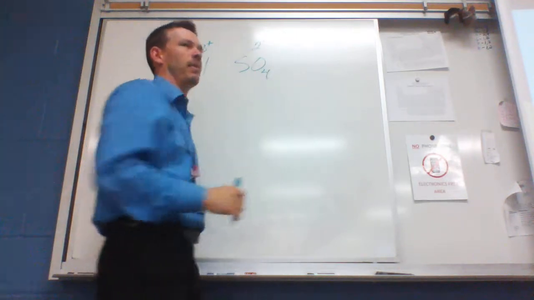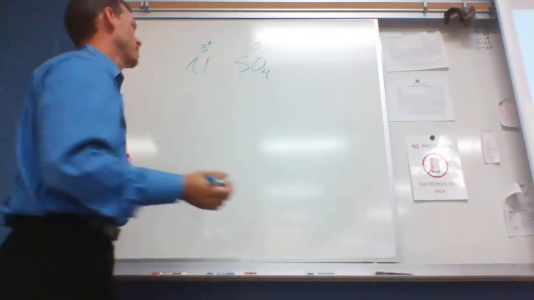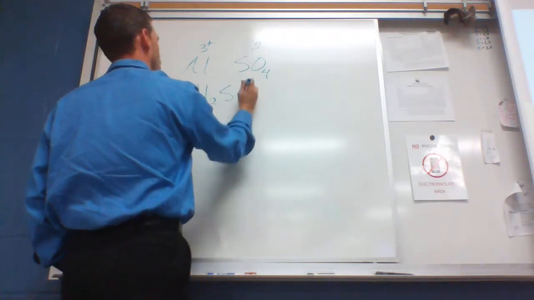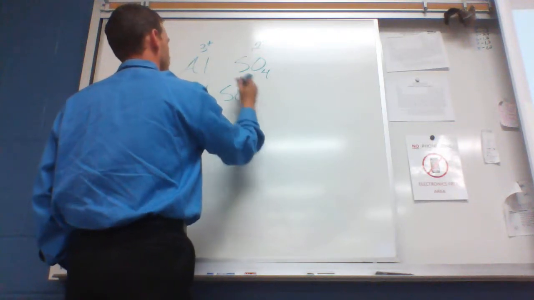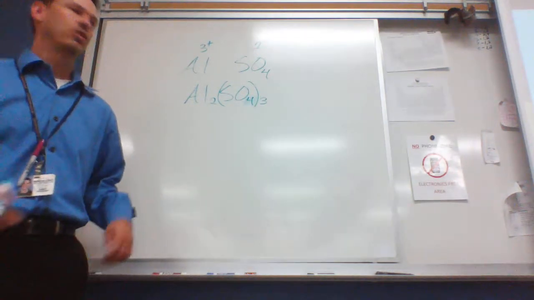Hey, quit helping her. She knows this. All right, there's no reduction of charges that'll take place, so when we crisscross, aluminum's going to go ahead and get the 2. Sulfate's going to get the 3. So now we have 3 sulfates. Questions there?